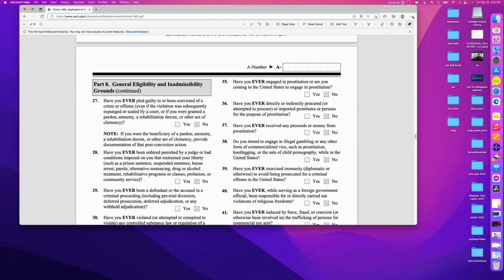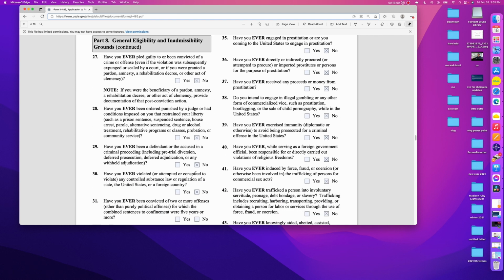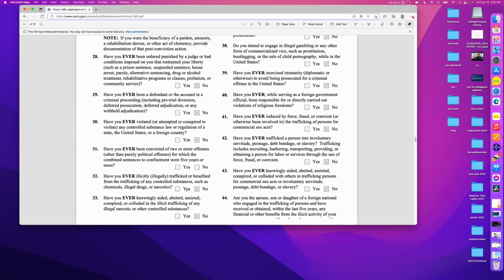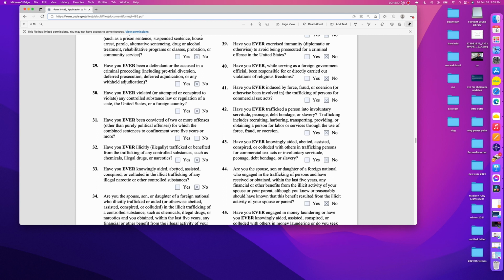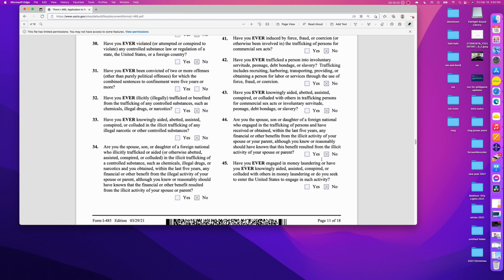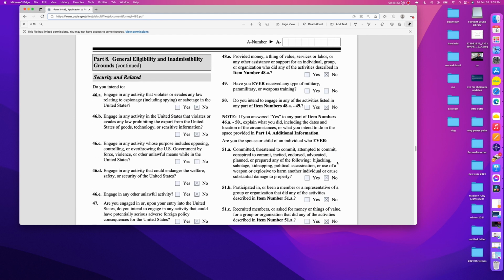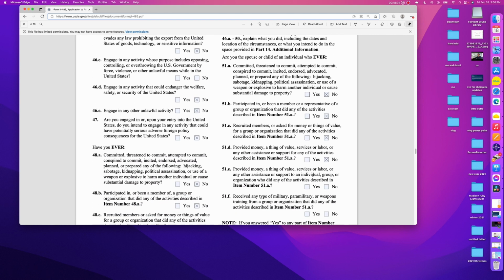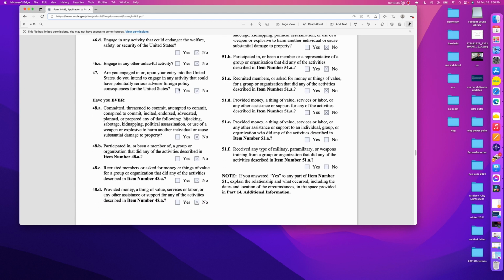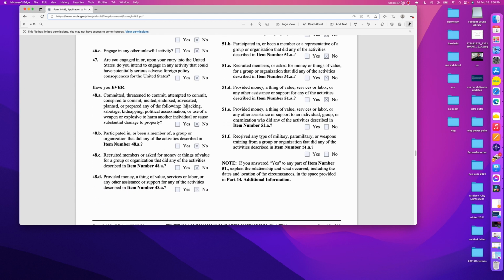Next. Same, ever plead guilty? No, no, no. All no, guys. It's all about national security for the United States. If you're a member of, or a trafficker of, illegal drugs, of course not, okay? That's all no. Page 12 is still the same, security and related. This is all about security and national threat for the United States. If you're a threat or a terrorist in the United States, you have to answer no, okay? Receive any type of military weapons training, of course, no. Provided money or things of value, no. Right, guys?